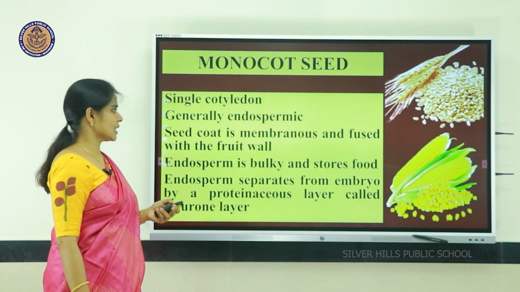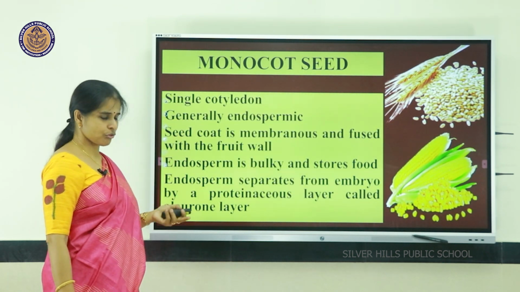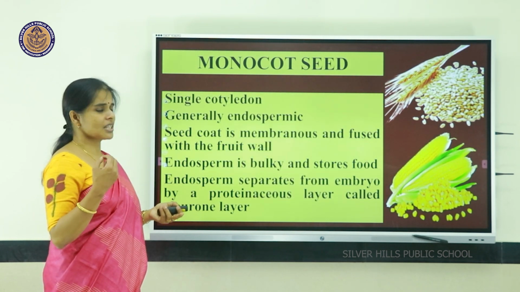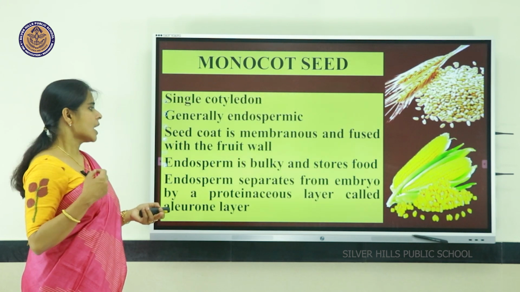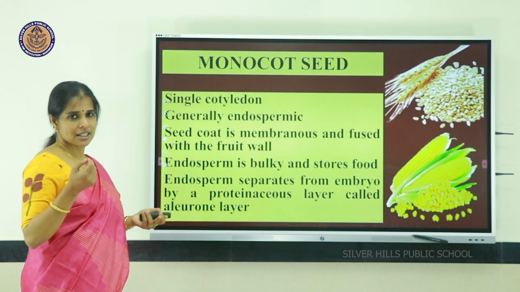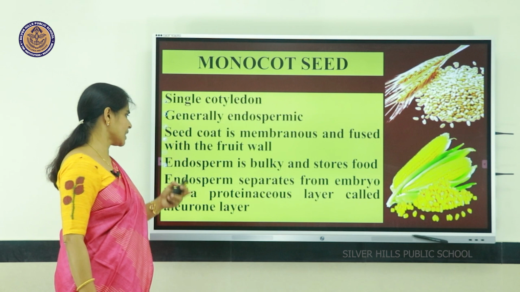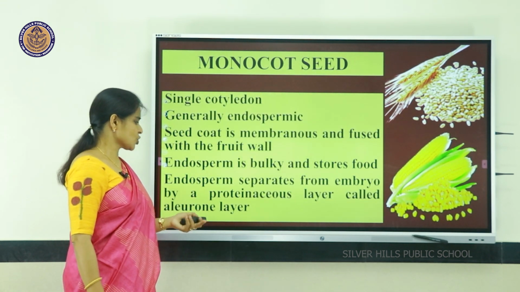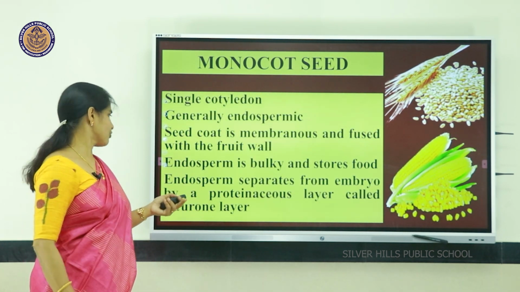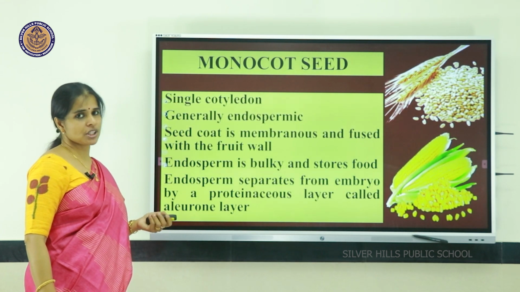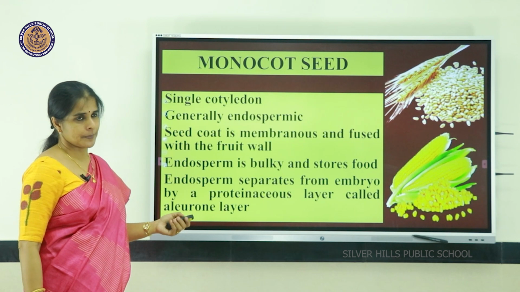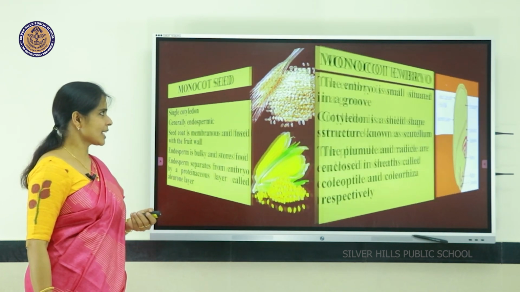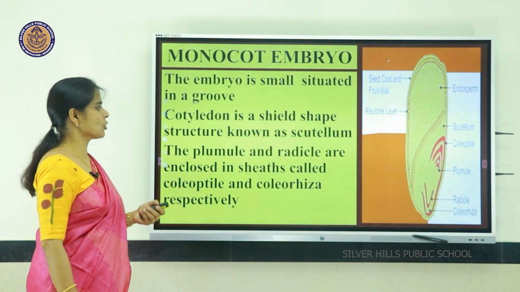Here the seed coat is membranous and fused with the fruit wall. Testa and tegmen are not clearly distinguishable in the case of monocot seeds. Endosperm is present, which is the reserve food material that is bulky and stores food. Endosperm can be separated from the embryo by a proteinaceous layer which we call the aleurone layer. To learn about the aleurone layer and structure, please have a look at this slide.